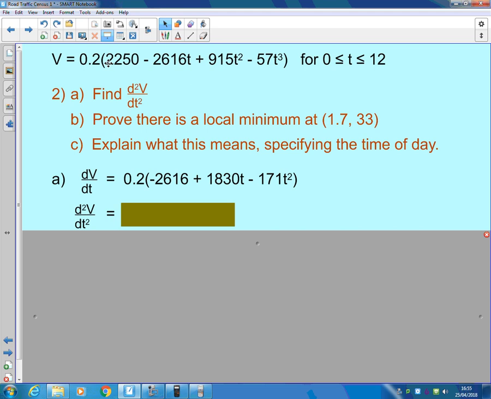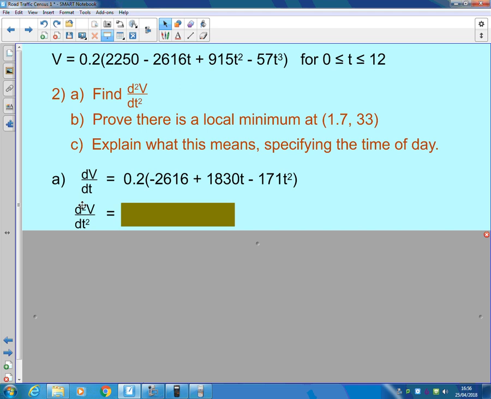So I get 0.2. The number on its own disappears. Minus 2616t goes to minus 2616; when it's just a number times t, the t disappears. Then multiply by the power and reduce the power by 1. 2 times 915 is 1830. Reduce the power by 1: t to the 2 goes to t to the 1, which is t. Here, minus 3 times 57, 171. Reduce the power by 1, t squared. Here, I'm actually multiplying by the power, t to the power of 1, and then when I reduce the power by 1, the t disappears, and numbers on their own disappear. So that's dV over dT.